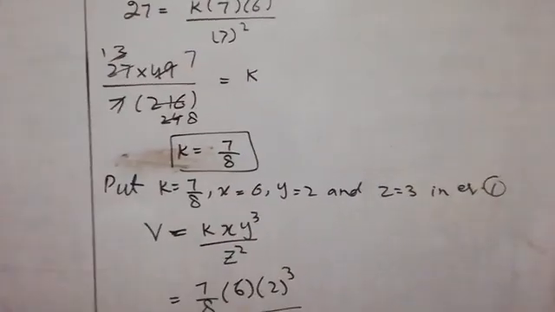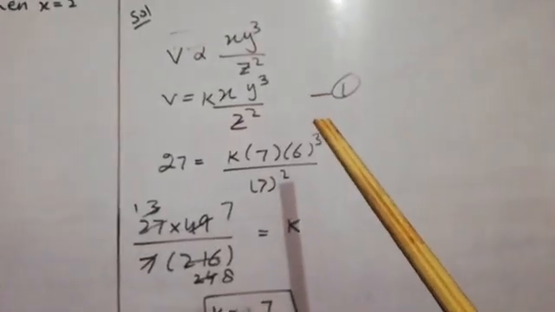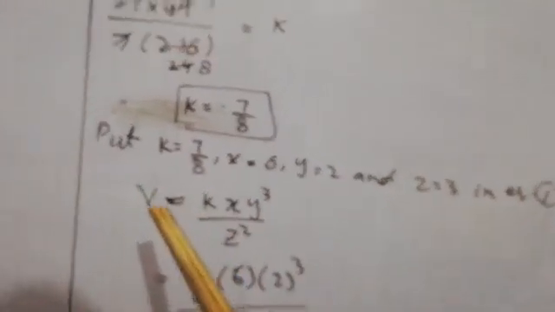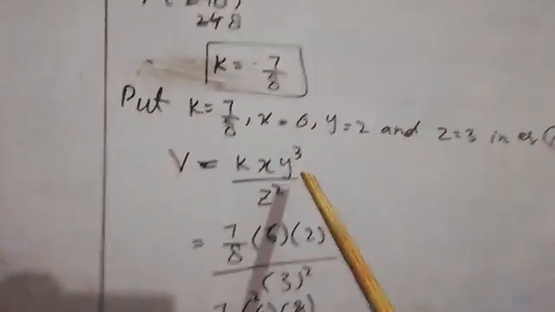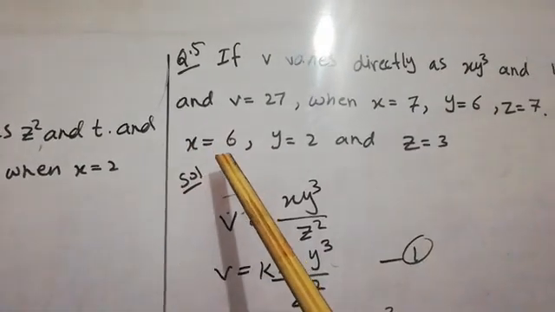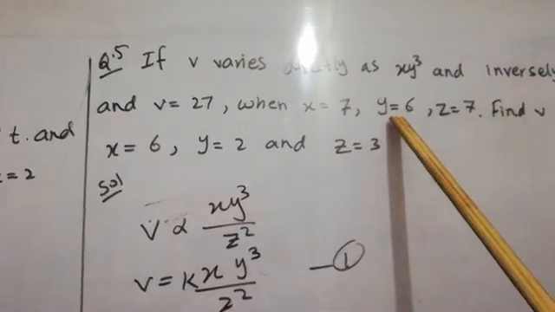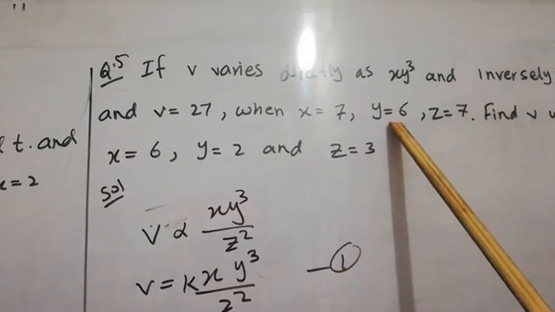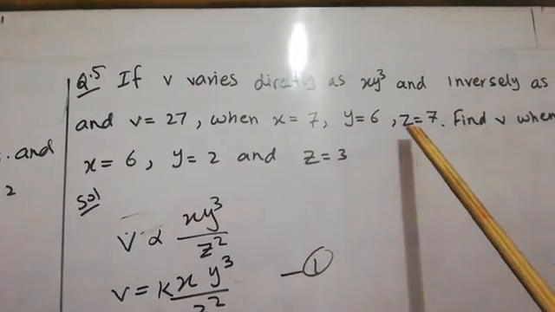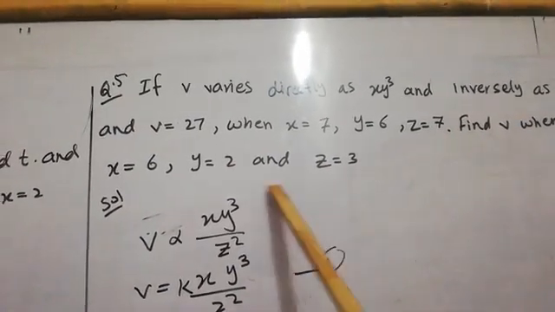Now we will put the value of k and the new values of x, y and z in equation number 1. Write equation number 1 carefully. Equation 1 is v equals k x y cube by z square. The new value of x is 6, changed from 7. y changes to 2. And z was 7 first, and now the value of z is 3. All the values are decreased.